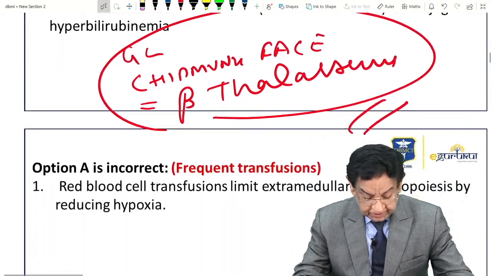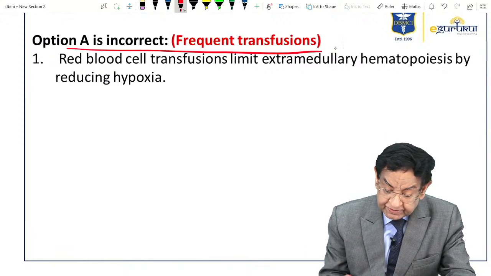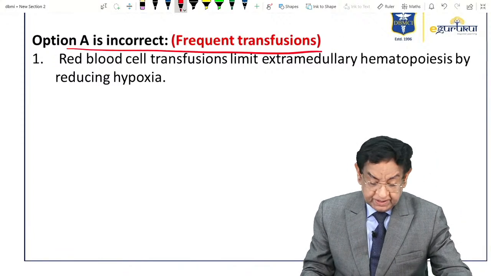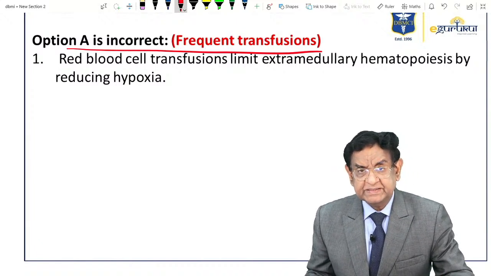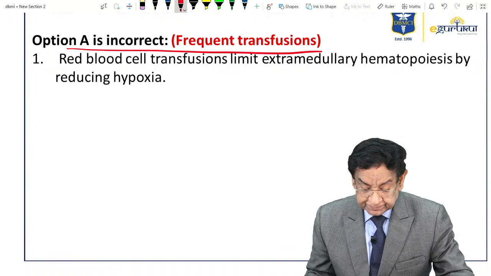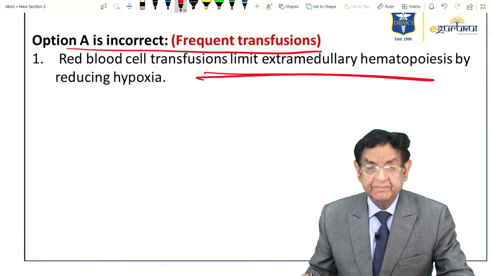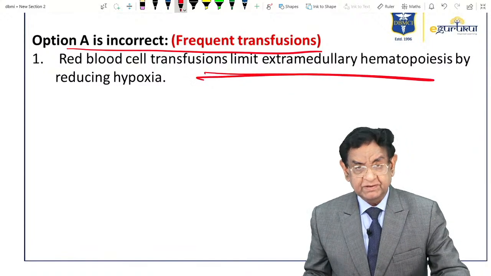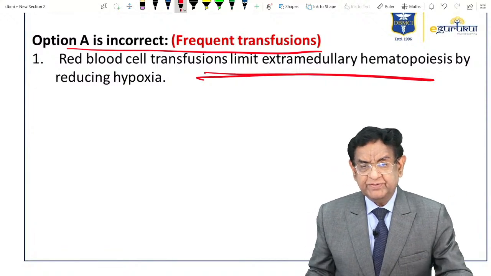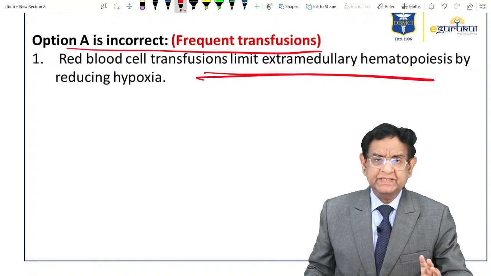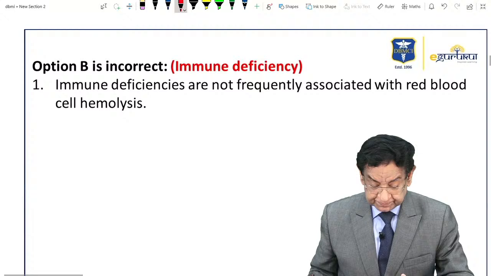So we understood. Now let's look into the other options. Option A, frequent transfusion. Frequent transfusion we do in conditions like beta thalassemia also, right? But frequent transfusion will not lead to extramedullary hemopoiesis. Rather, we do this because the patient is anemic, so we have to give blood transfusion. So extramedullary hemopoiesis is not related to frequent blood transfusion.